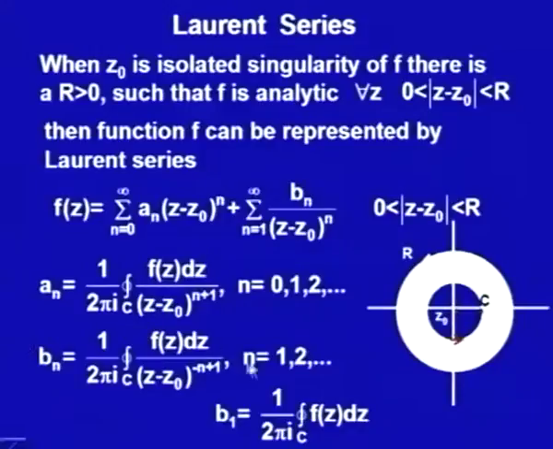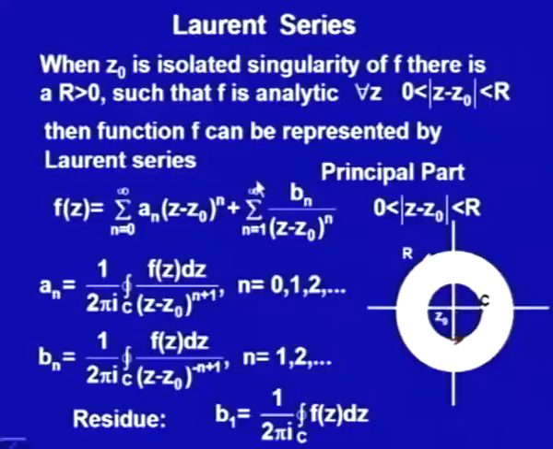Now, when n is equal to 1, this b_1 is actually 1 upon 2 pi i, the integral of f(z) dz. This has a special significance. This b_1 is also called the residue. This portion, which involves (z minus z naught) to the power n in the denominator, is called the principal part.